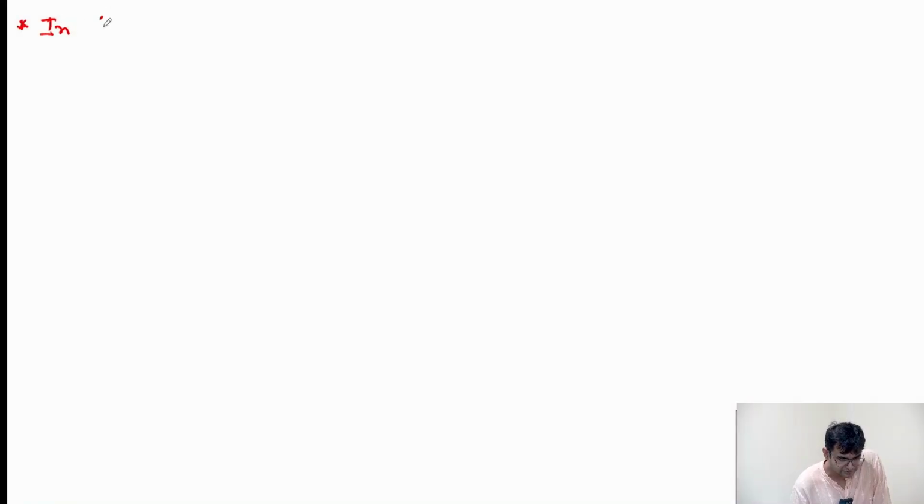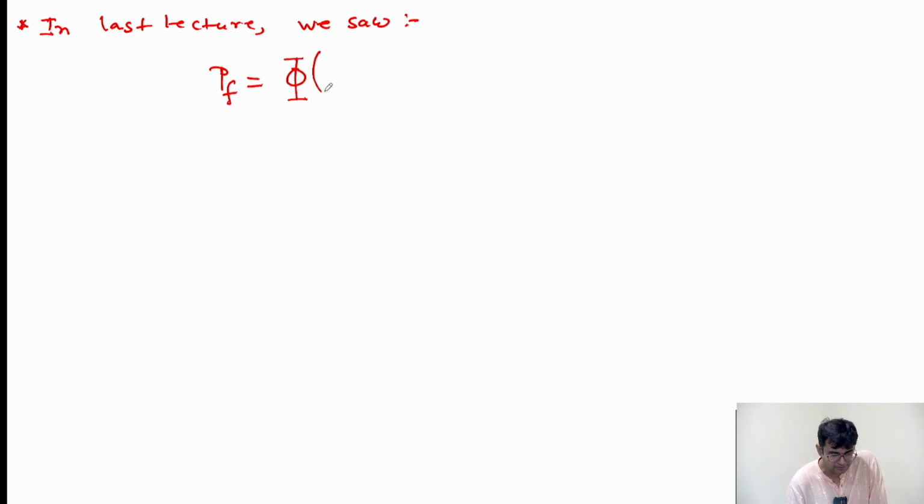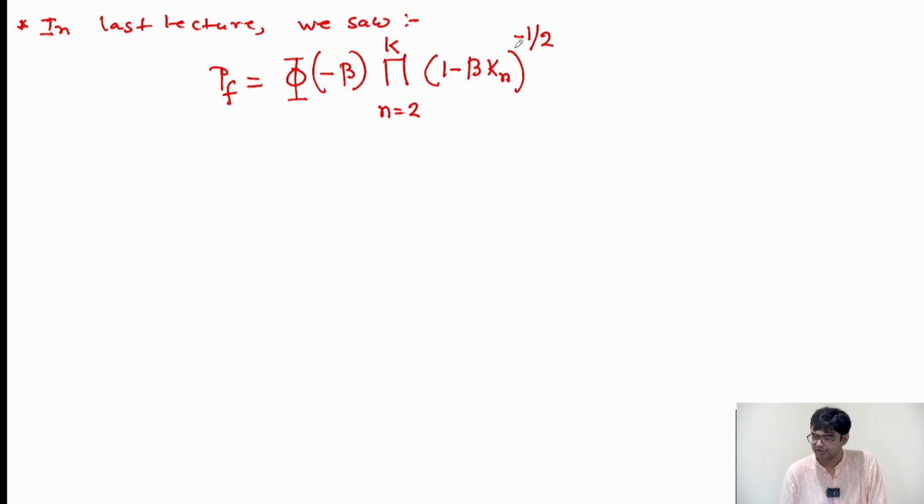In the last lecture we saw that the probability of failure in SORM is equal to capital phi of minus beta, times the product over n equal to 2 to capital K of (1 minus beta kappa n) to the power minus half, right? So this is what we saw in our last lecture.